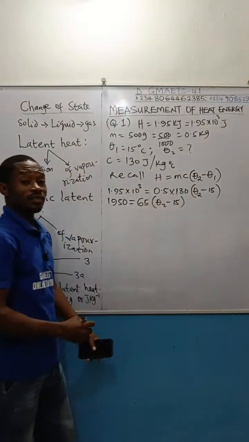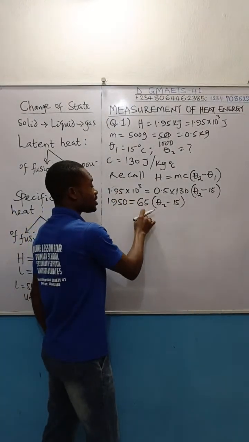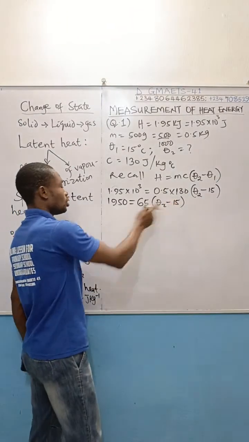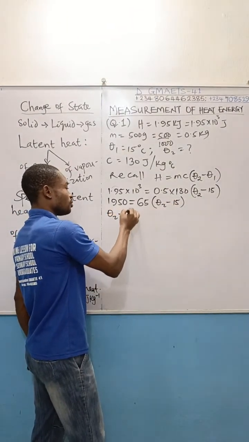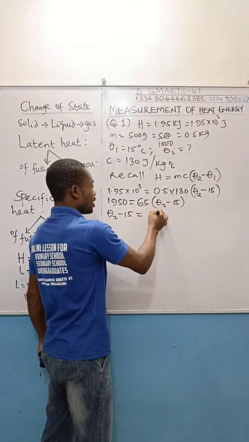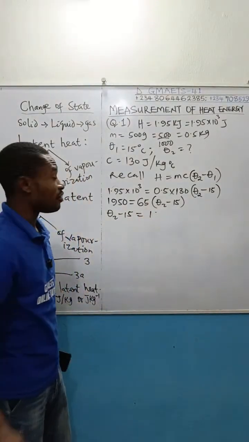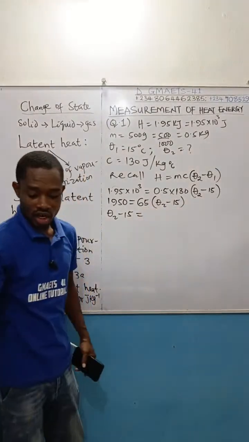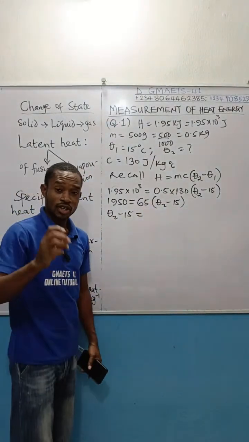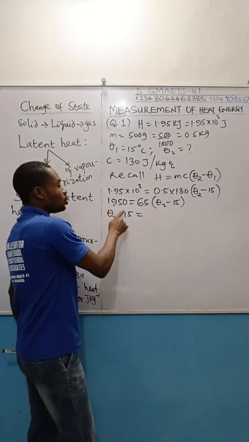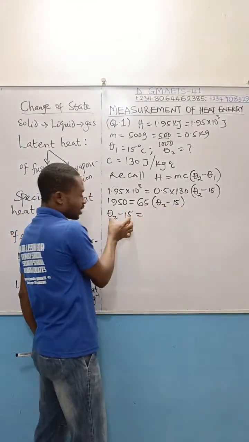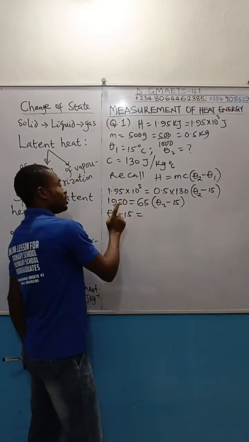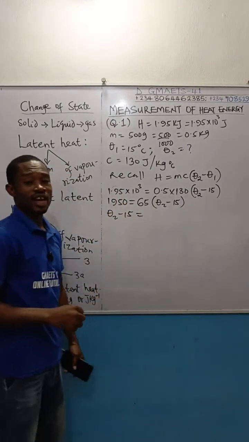And this is a waste of time, because I could have divided here by 65 directly, so that I make theta 2 minus 15 the subject of the formula. That's going to be 1950 divided by 65. We don't have time, so I'm going to be a bit faster whenever I solve questions henceforth in terms of calculation. To make theta 2 minus 15 the subject of the formula, you divide here by 65, divide here by 65. 1950 divided by 65. Let's see what we are going to get.